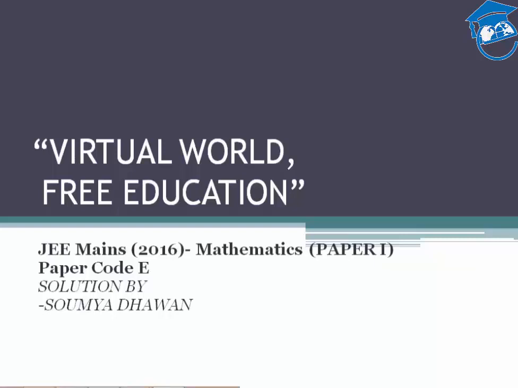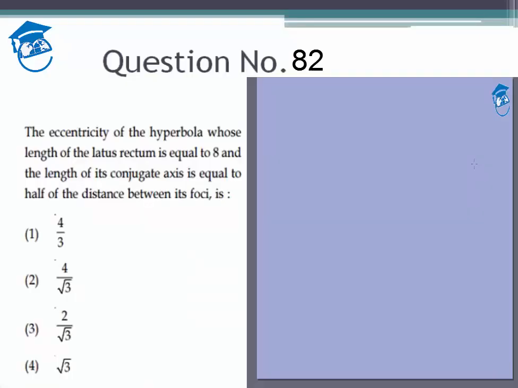In this video, we'll discuss solutions to Part C, that is Mathematics for the 2016 JEE Mains paper. We will be following the test booklet code E. We have to find out the eccentricity of a hyperbola, and the length of the latus rectum is 8.